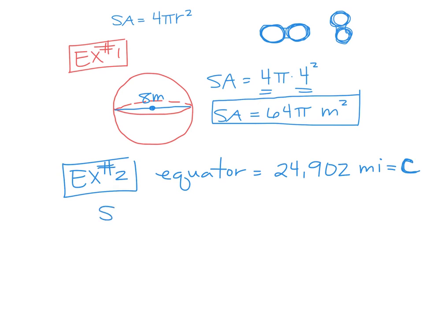I want to know what is the surface area of Earth. What do you need to find surface area? You need the radius, right? So in order to find the radius, we have to use the circumference to do that. How can we do that?